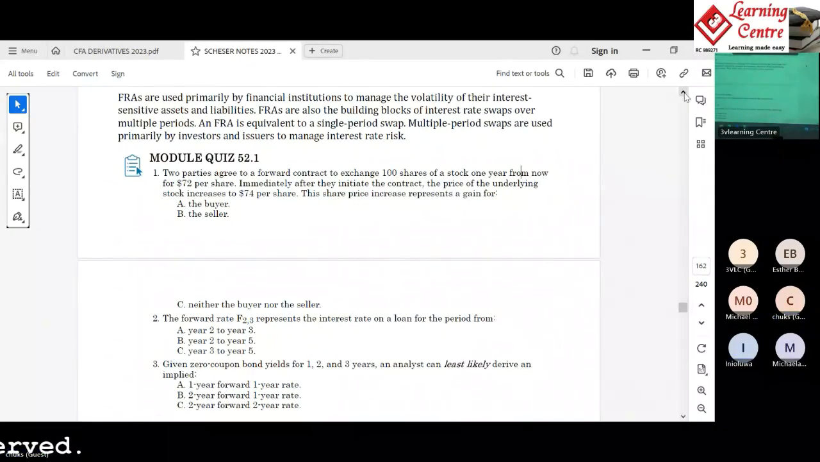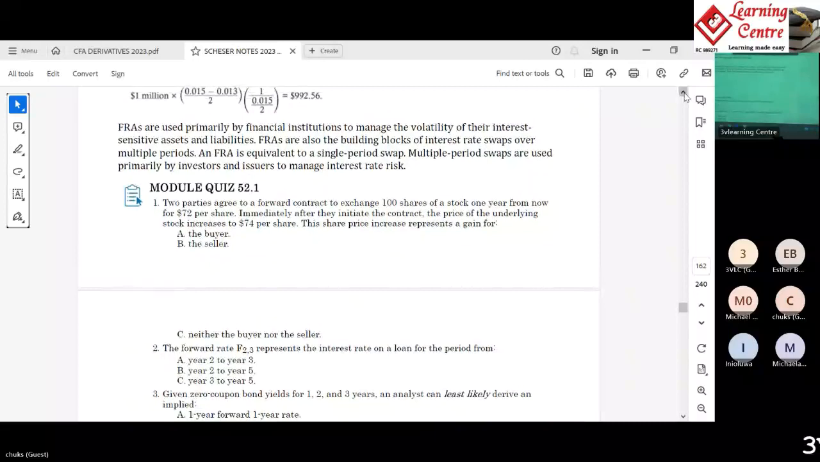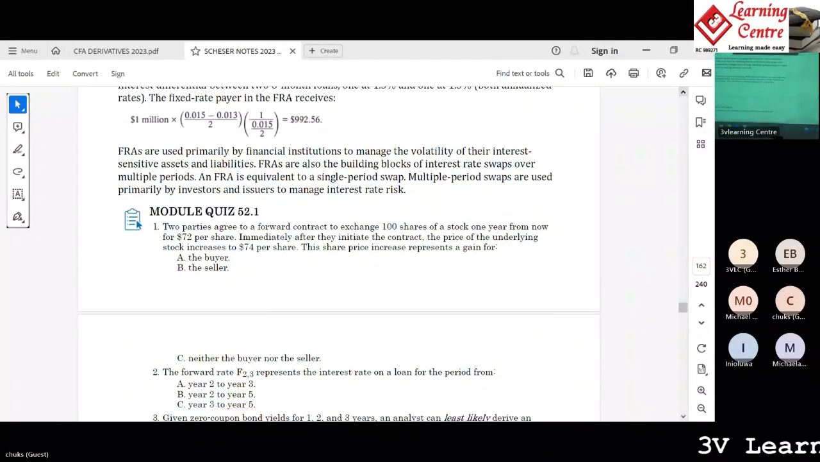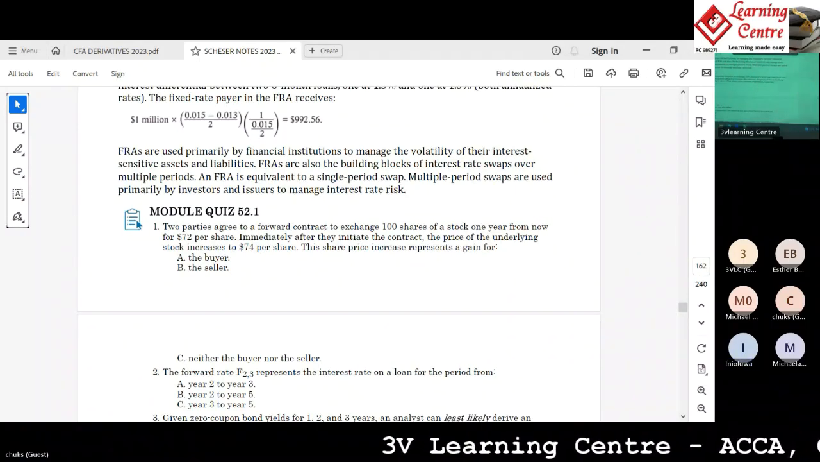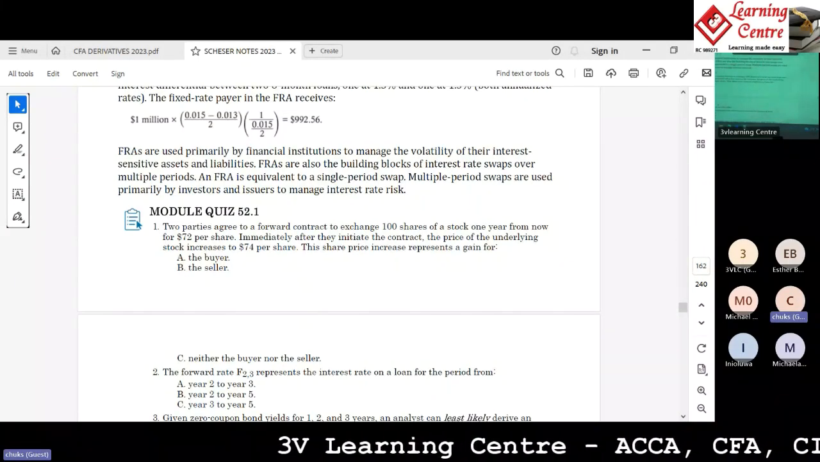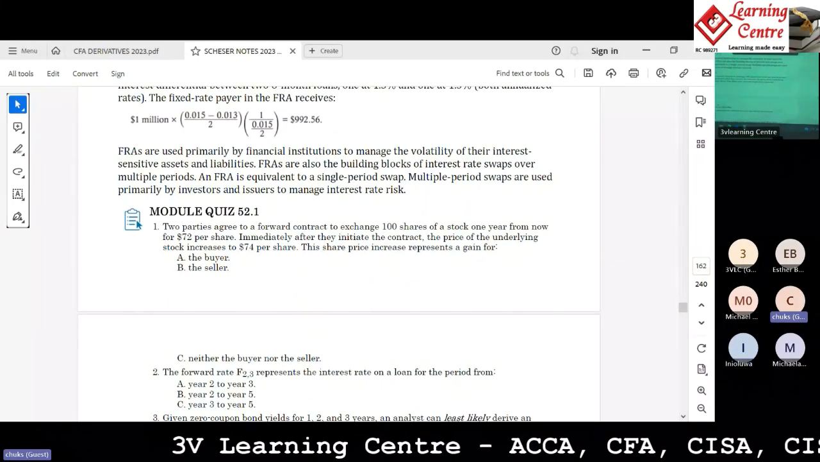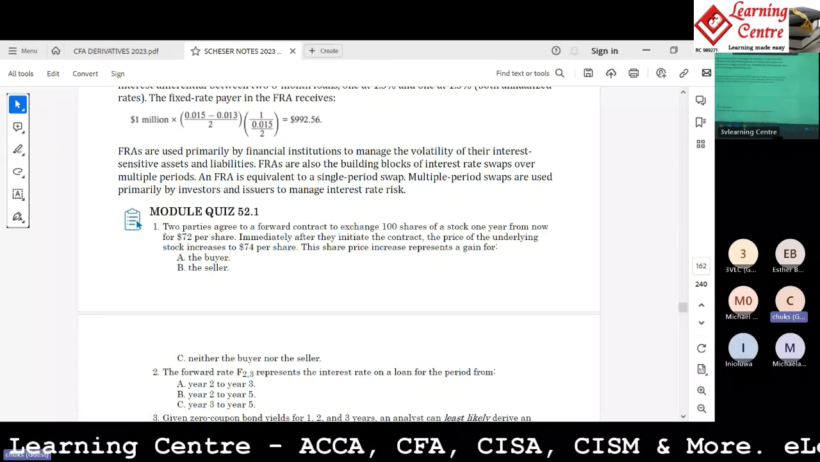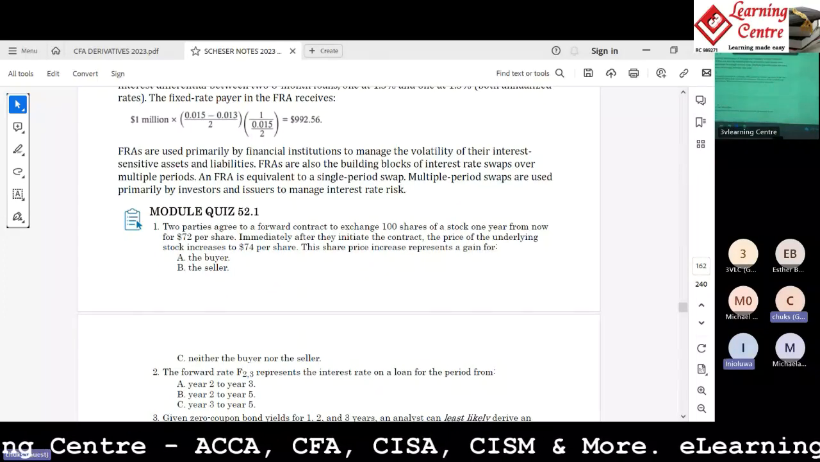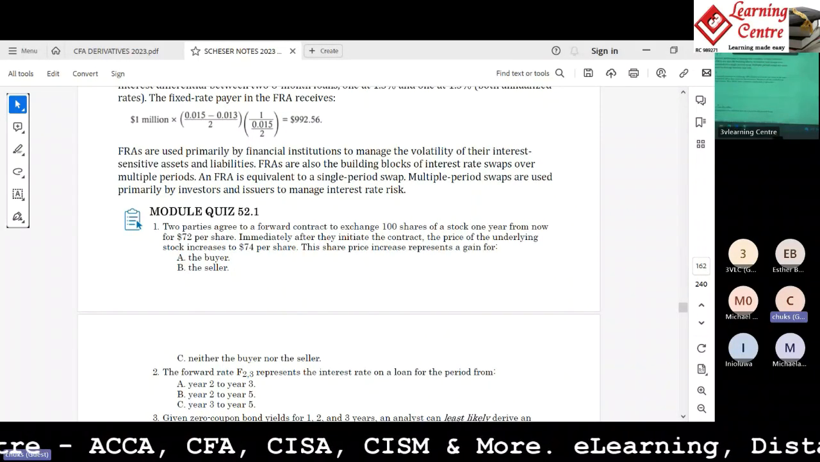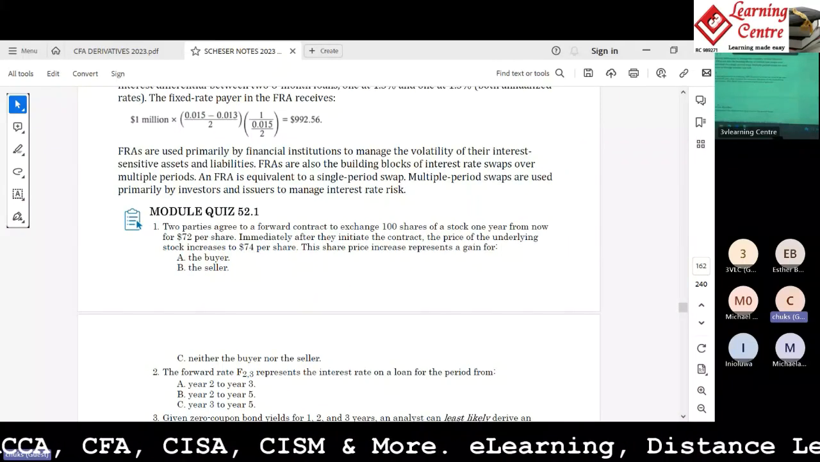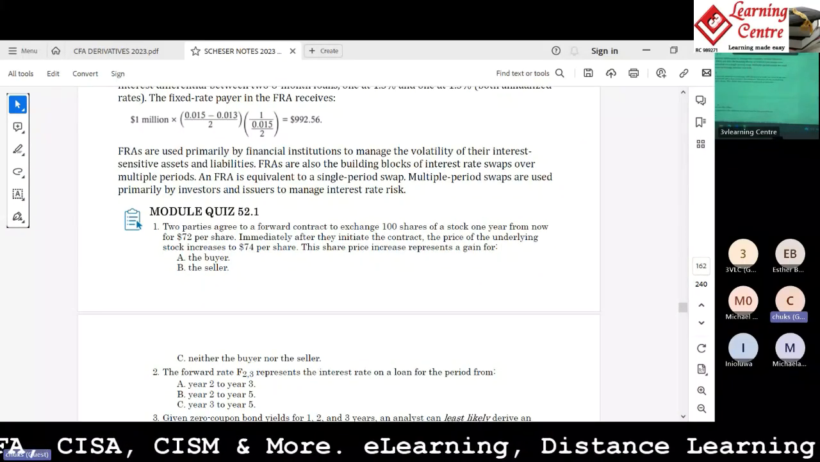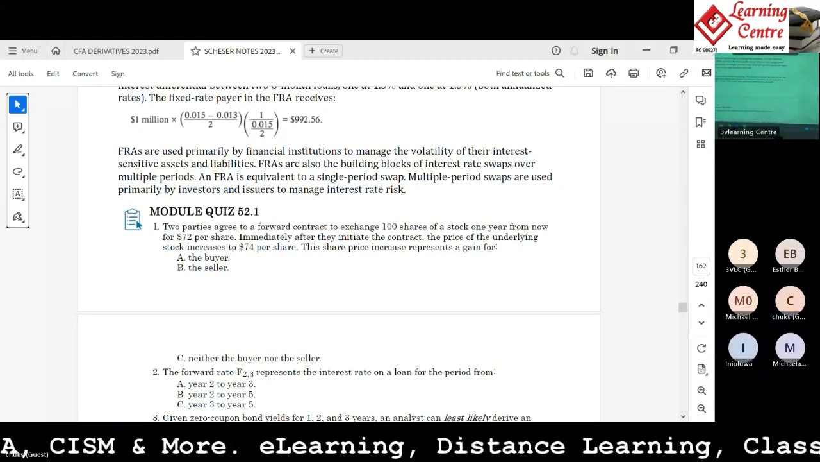Number 2. From year 2 to year 5. Exactly. So very good. Because we said the first one is when it is starting. So it's starting 2 years from now. Then the second one is how long it's covering. So if it's starting 2 years from now and it's covering 3 years after that, that means it's 5 years from today. So that's year 2 to year 5, basically.